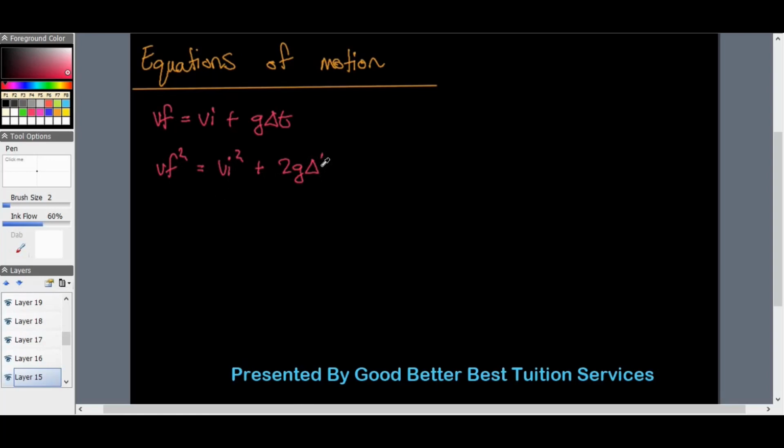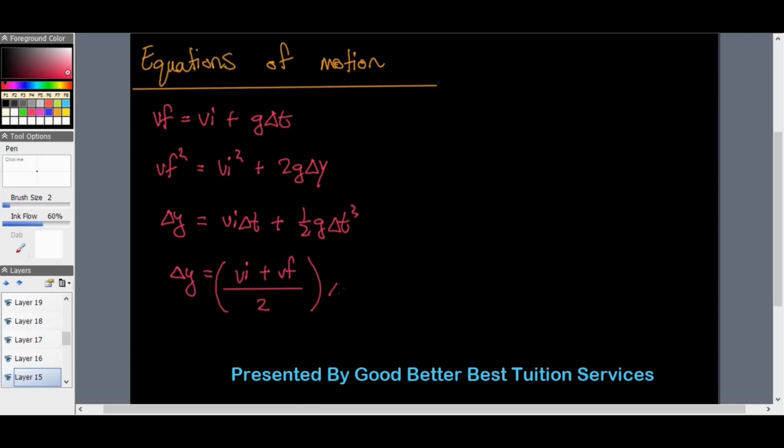I was going to make my y a little bigger there. Let me just take that away. Delta y, vertical, not horizontal. Then we've got delta y is equal to Vi delta t plus half g delta t squared. And then our final one, we have delta y is equal to (Vi plus Vf) divided by 2. Let me just draw my fraction in there. There we go. Brackets multiplied by delta t.